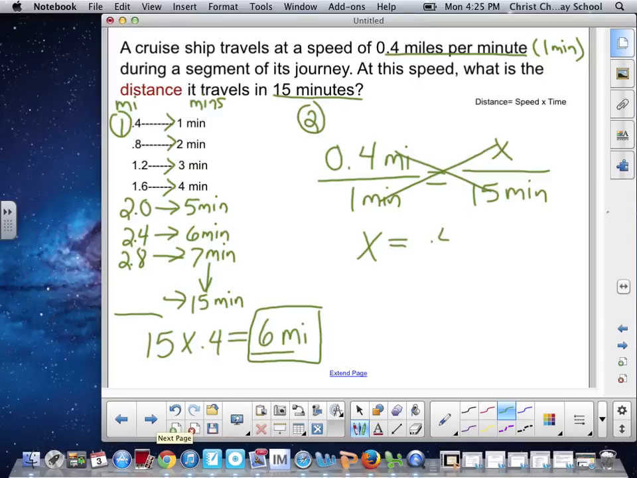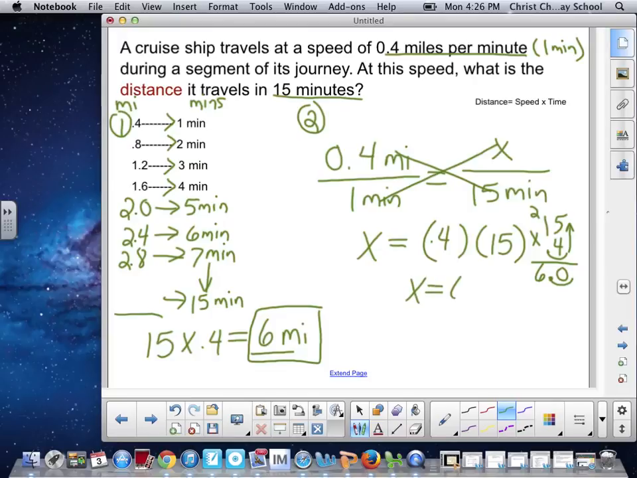0.4 times 15. If I multiply those out, 15 times 0.4: 4 times 5 is 20, 4 times 1 is 4, plus my 2 is 6, and I have 1 decimal point, so I bring my 1 decimal point over, so x is equal to 6 miles. That's what we figured out.